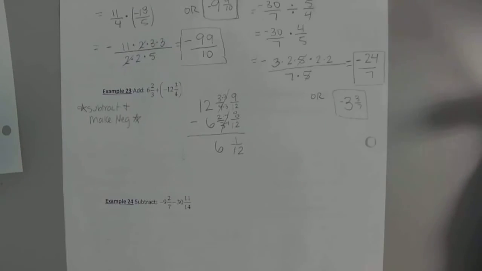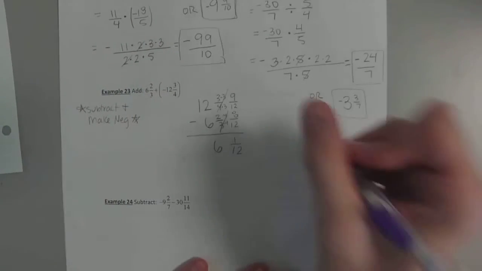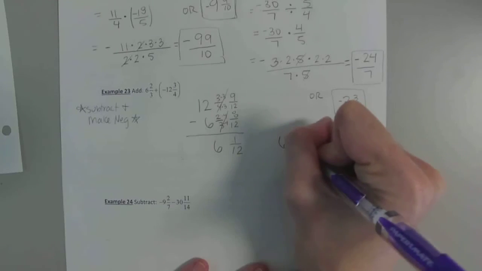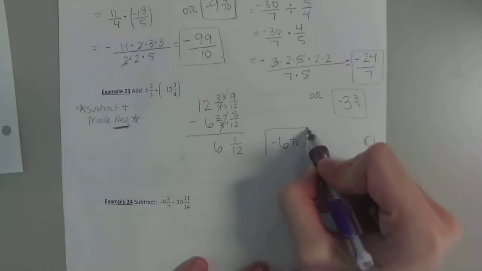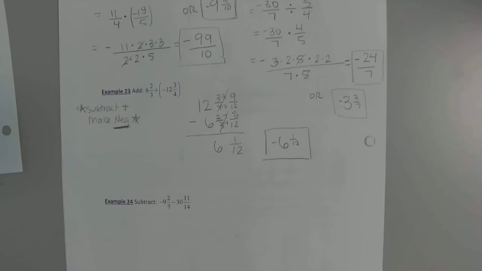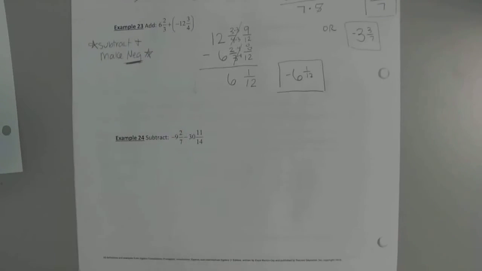No, okay? So we changed 4 and 3 to a denominator of 12, and then we just asked ourselves, how did we get to that new denominator? Make sure you do it to the top. So 6 and 1/12 is not our answer. What do we have to remember? Negative. Make it negative.